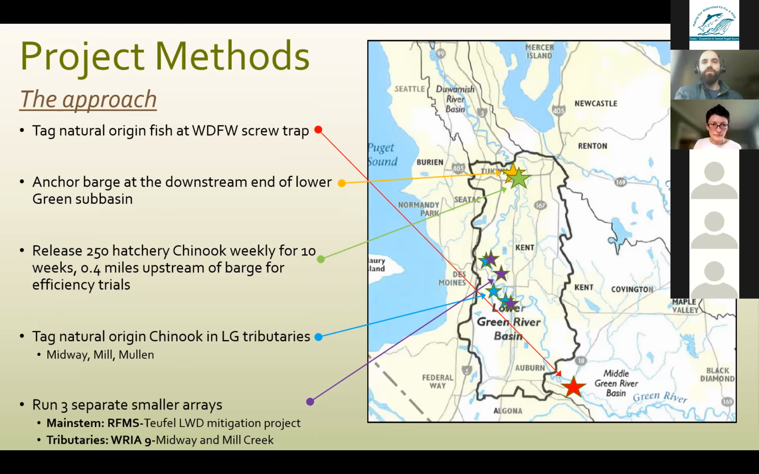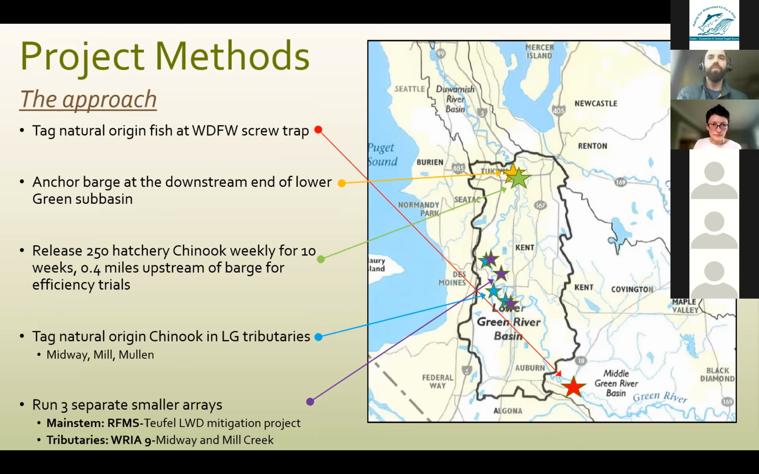So that was the bulk of our tagging, at the WDFW screw trap. We also did seining, boat electrofishing, backpack electrofishing, and fyke netting, just trying any way we could to get our numbers up in that area. Now, it's not exactly the upstream extent of the lower Green, so we do have a short portion of habitat between the screw trap and the lower Green proper. So there is a little bit of bias there, but given the overall size of the lower Green basin, we hope that the results are more reflective of the lower Green experience versus just this really short section of habitat here.